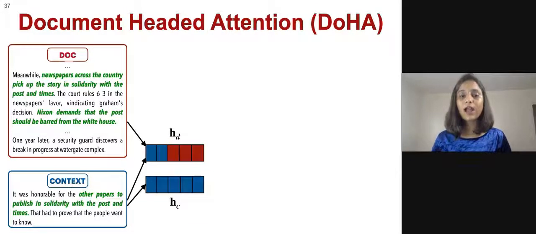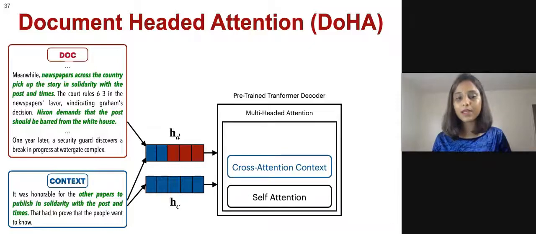So now let's look at the DoHA model. In the DoHA model, again, we have the same two representations, HD and HC, built exactly the same way that I described in the previous two slides. But now, instead of concatenating them, we pass them separately through the transformer decoder. Now, a traditional transformer decoder has two types of multi-headed attention. First is the self-attention, that is the attention it pays to the tokens that are generated so far in the decoding process.